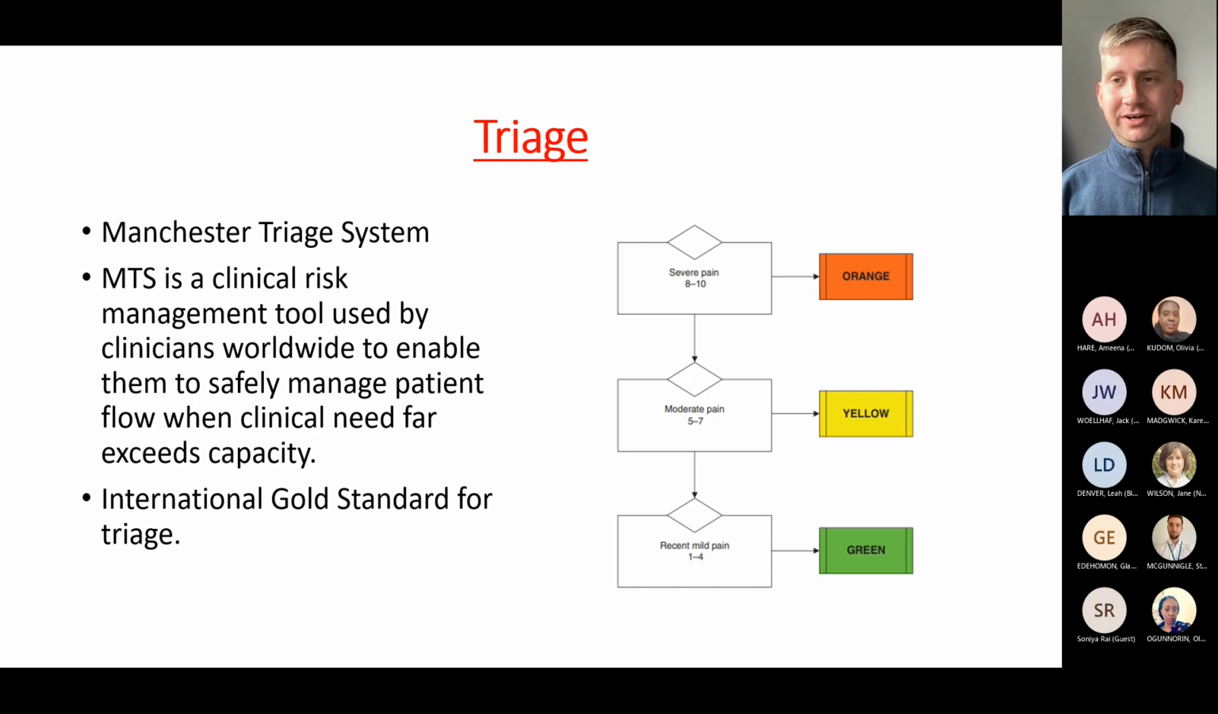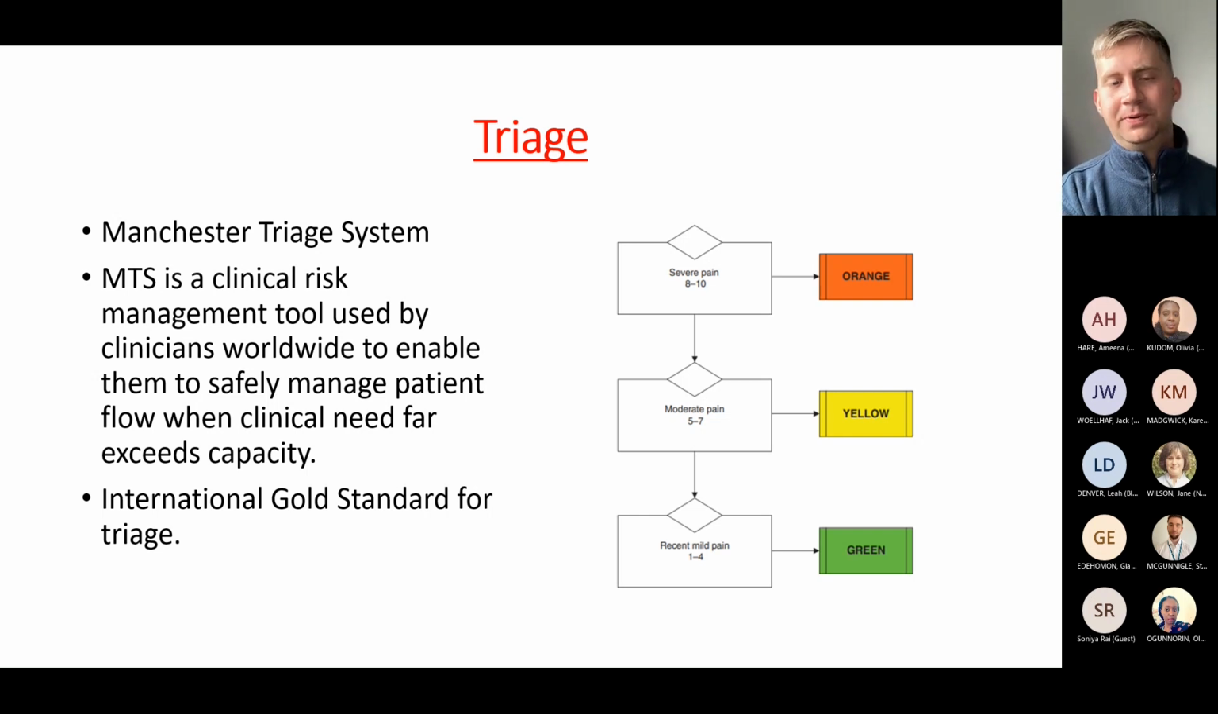The most commonly used triage system in the UK, and in fact pretty much universally across the world now, is the Manchester triage system. As you can see on the right-hand side, it's like a little algorithm or flowchart, and the colours correspond to the category it falls in for how quickly they should be assessed and seen. At the top is orange. If you get categorized as orange, then you are the highest priority. Then moving on to yellow and then on to green.